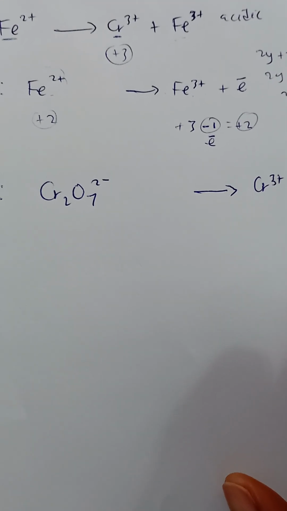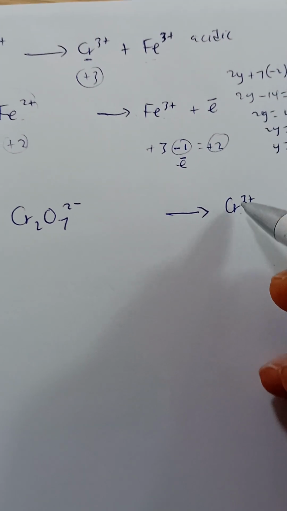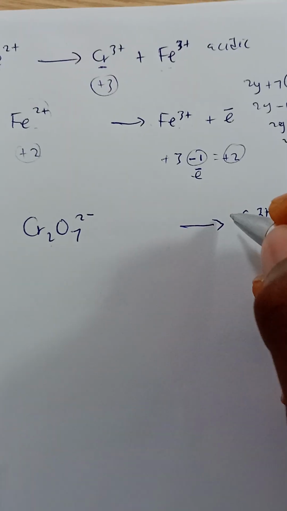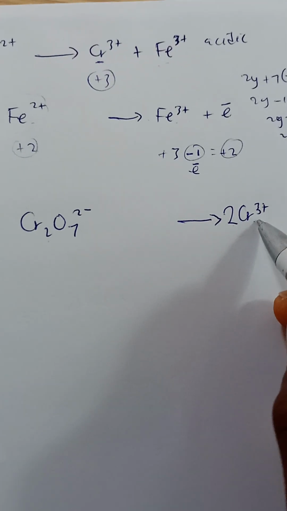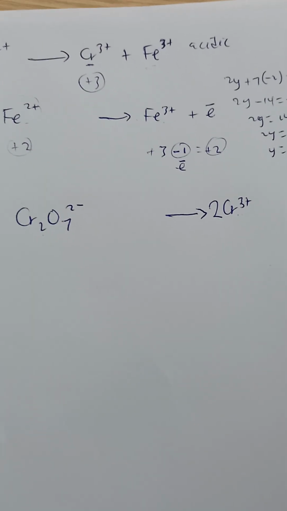We have to balance all atoms first, except oxygen. Frequency here is 1, frequency here is 2. So you must make sure you put 2 here so that we have 2 atoms of chromium on both sides. After that, we can balance oxygen.